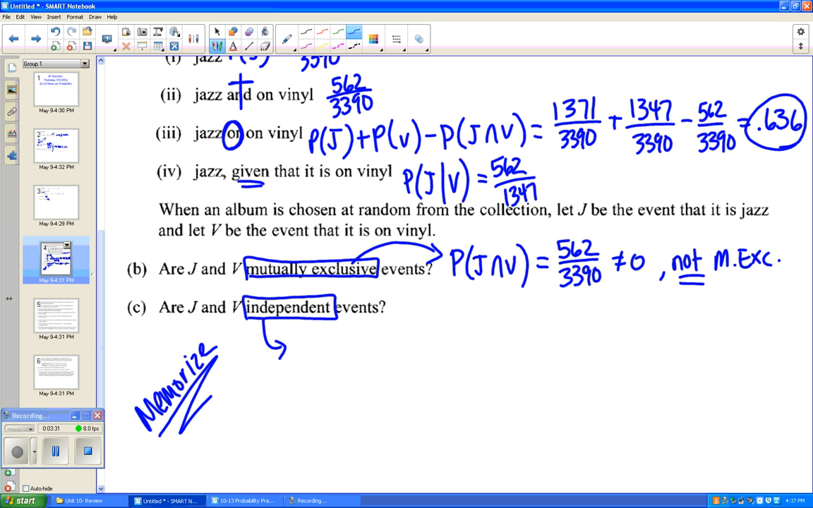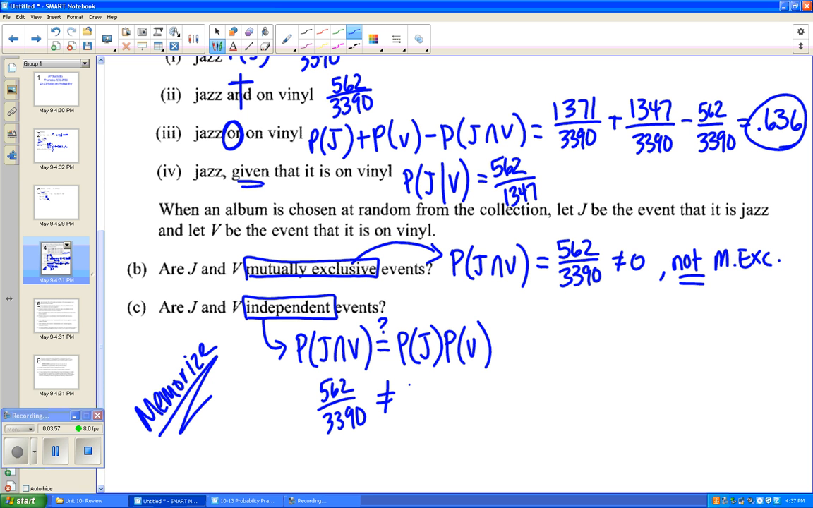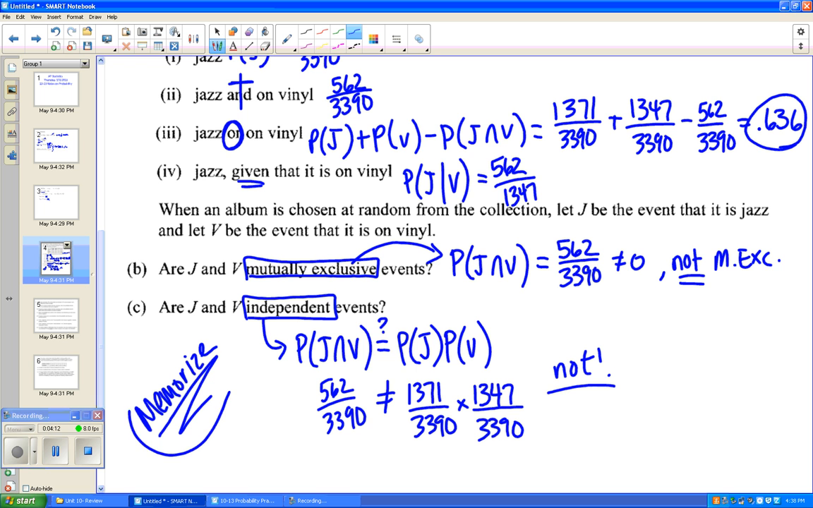Independent, again, this is a test you need to memorize. It's still dealing with the idea of being jazz and vinyl. But to test for independence, you're checking, can you just multiply the probabilities? Anytime you're talking about an and probability, you can't just multiply them. You can only multiply them if they are independent. So when looking at this, if you were to multiply them, they are not equal. You'd be looking at the 562 out of the 3390. And I'm telling you right now, it does not equal, and you should multiply these out just to make sure that you agree with me. I think they both work out to be about 0.16 something. So these are not independent either. So these are two rules, again, you must memorize.